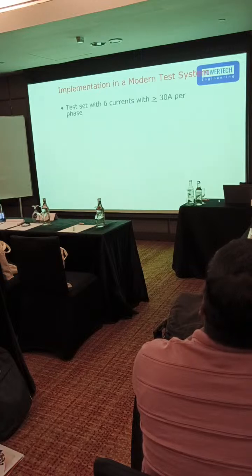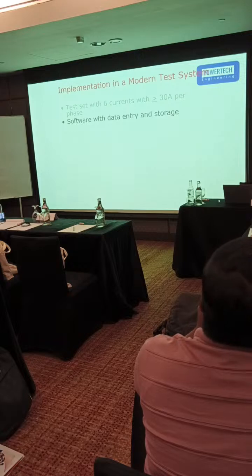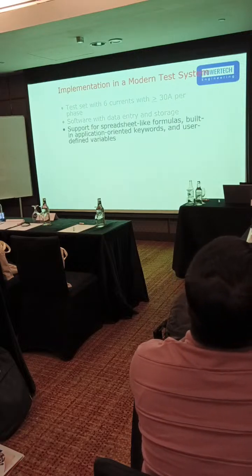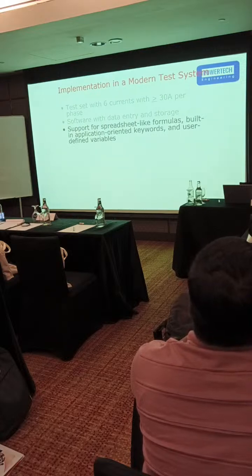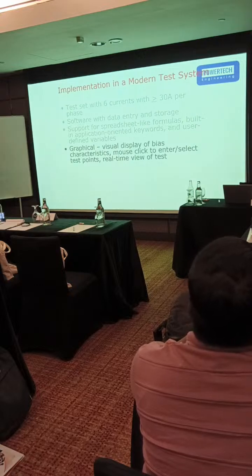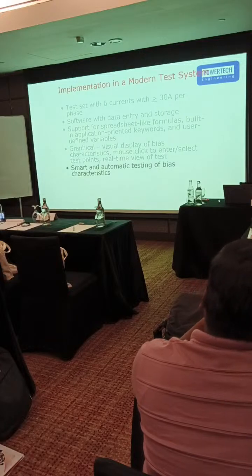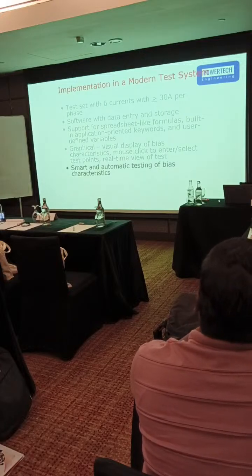So we have a modern test set and software for storage of the results. It is nowadays very easy to test any relay. Just use the template and you can test any relay. And we can have a graphical visual display of all the bias and differential current detail, how it is moving. Everything we can analyze in these new relays. Earlier these were not possible.